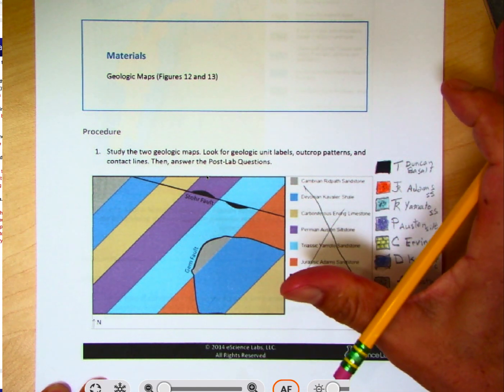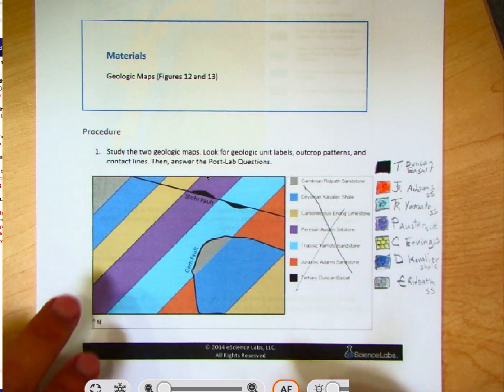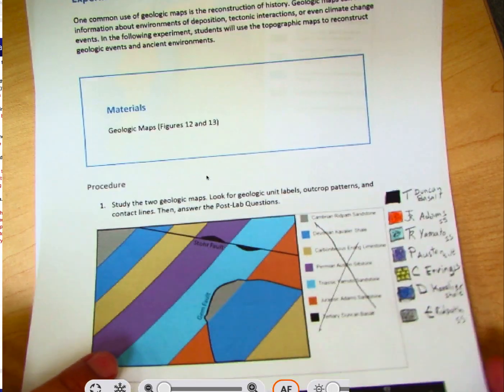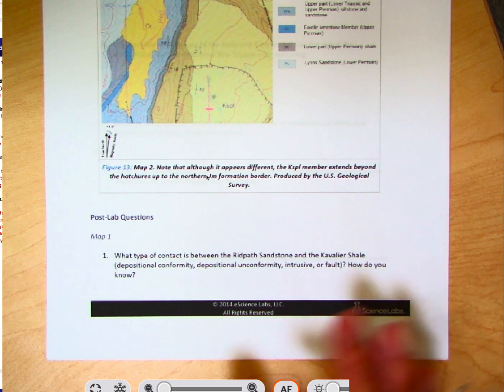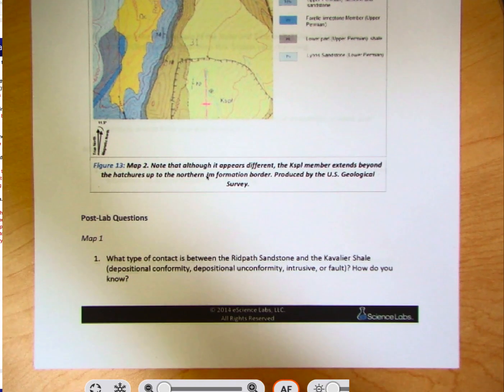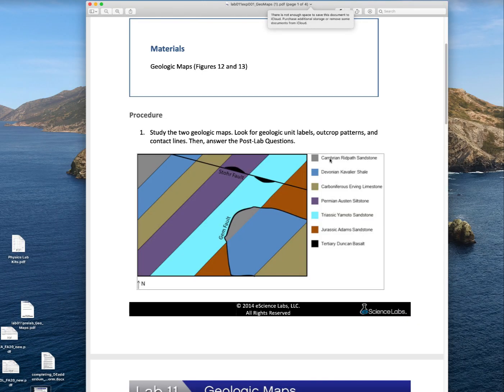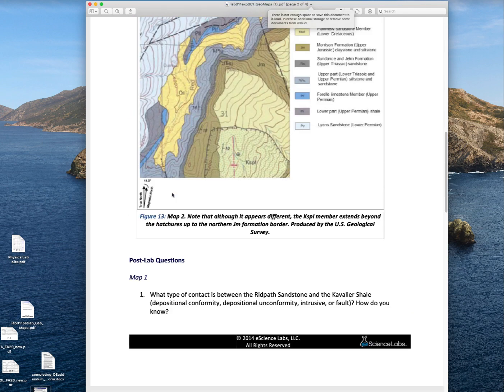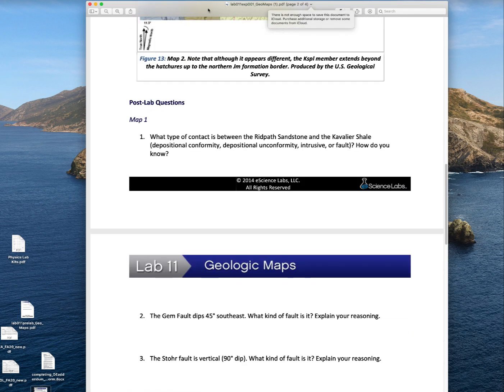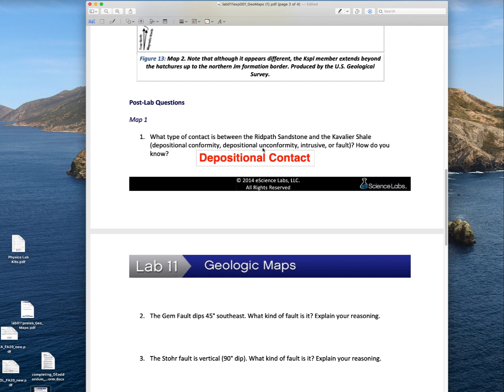But let's look at this map. And one of the first questions they're asking us here is to determine what the contact is between this Ridpath sandstone and the Cavalier shale. So the contact between the Ridpath sandstone and this Devonian Cavalier shale is going to be some sort of depositional contact. So for this one down here, you want to add, later on we'll talk about that, that it is in fact an unconformity, we'll say this here.